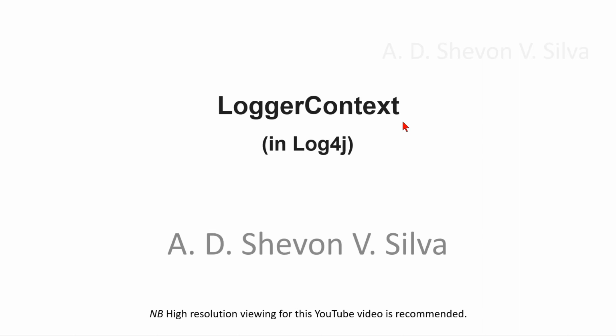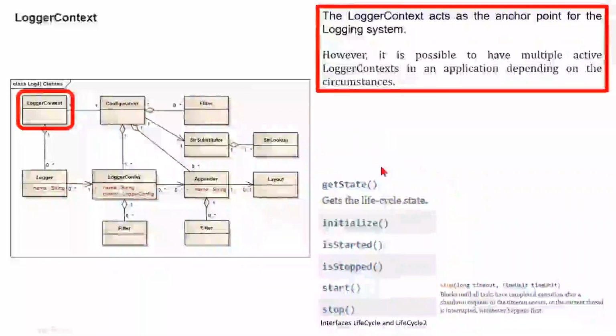Logger context in Log4j. Now we are focusing on logger context. The logger context acts as the anchor point for the logging system. However, it is possible to have multiple active logger contexts in an application depending on the circumstances.